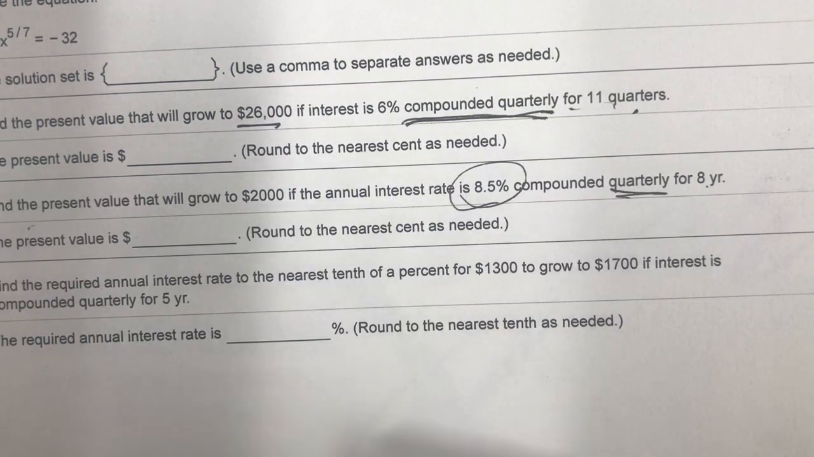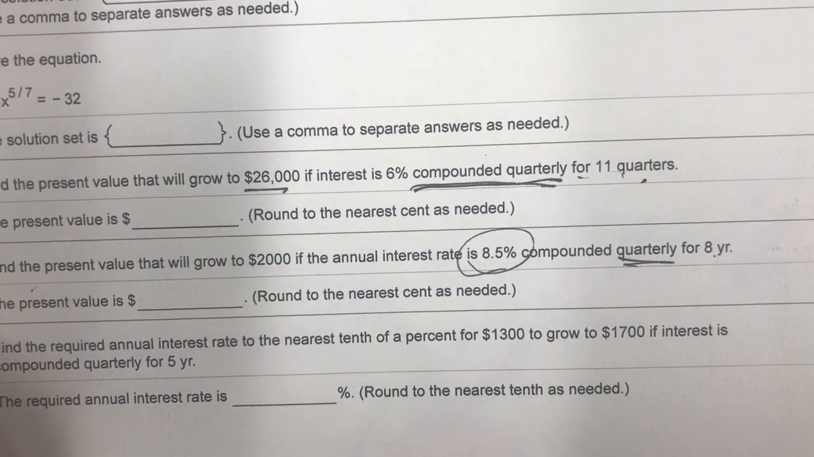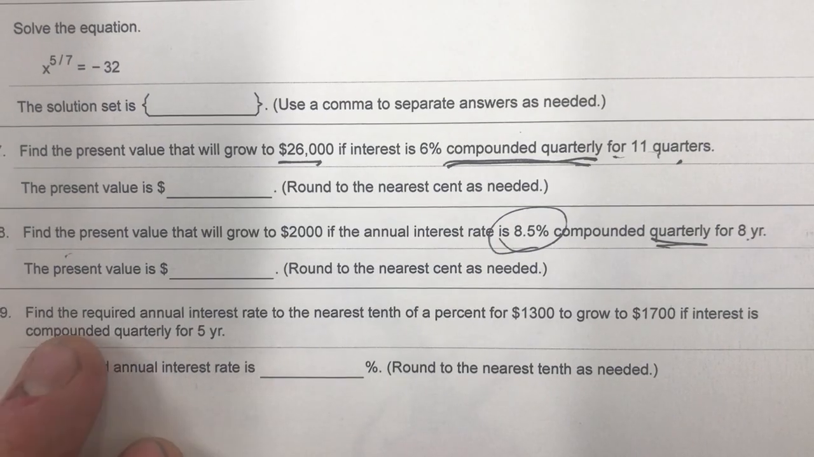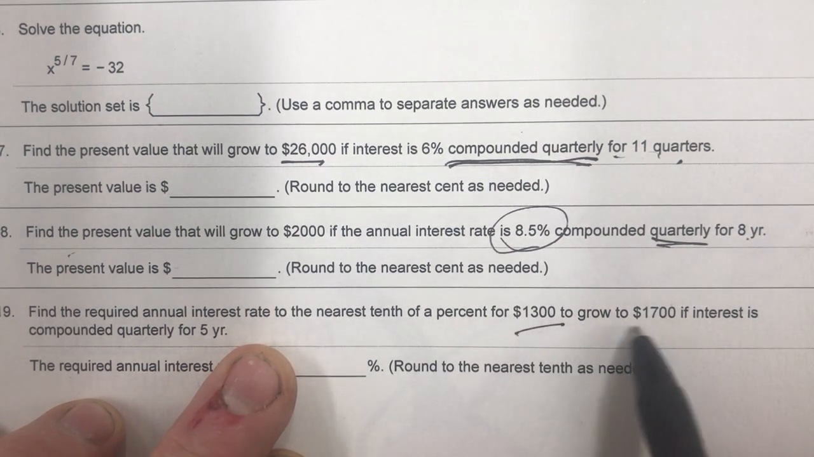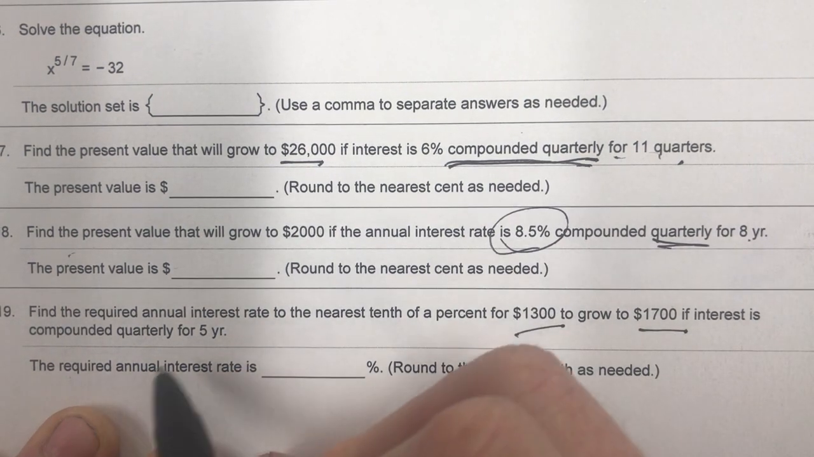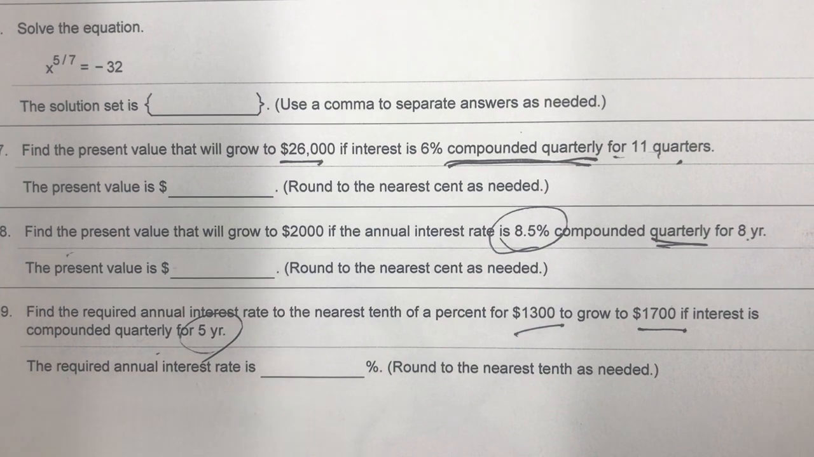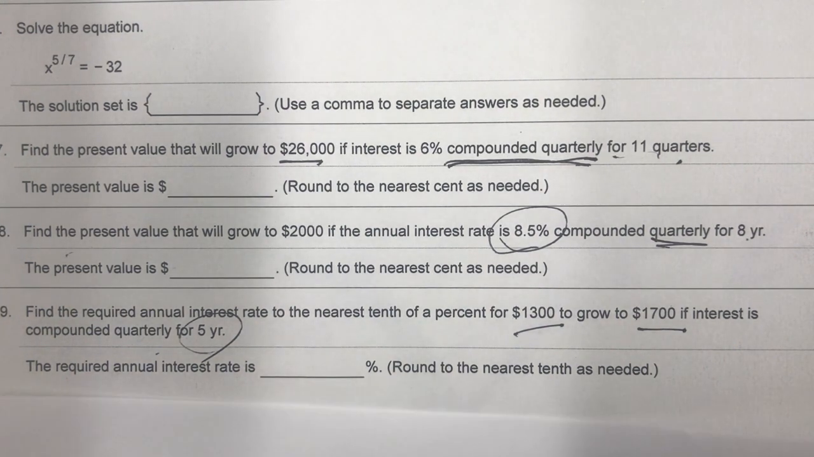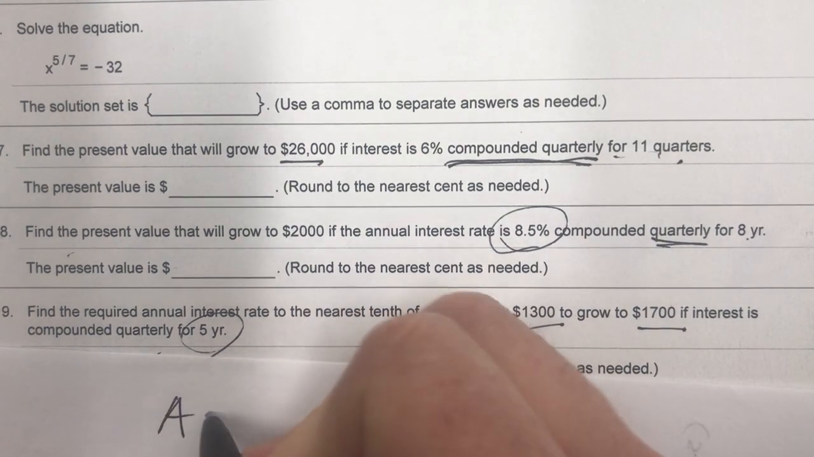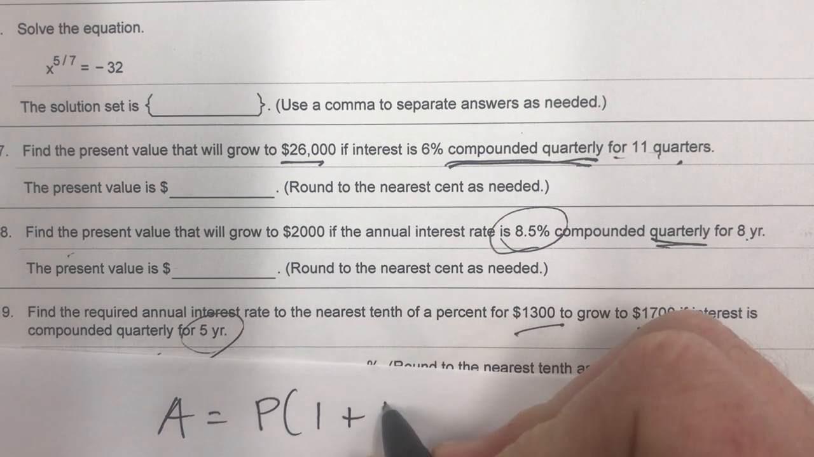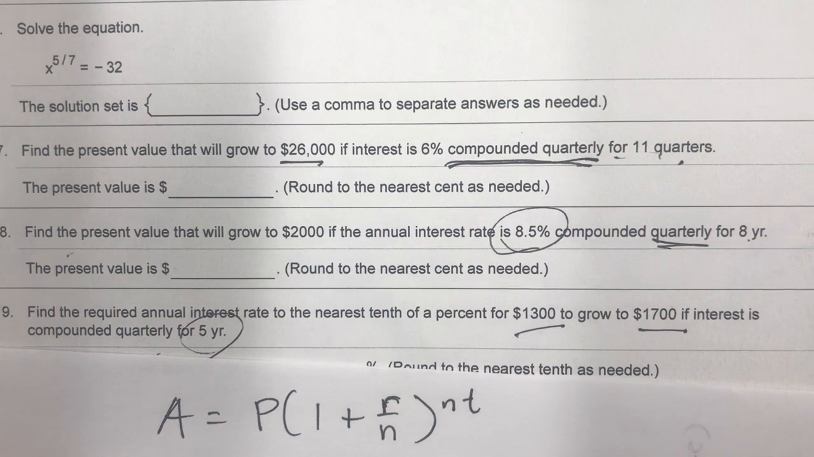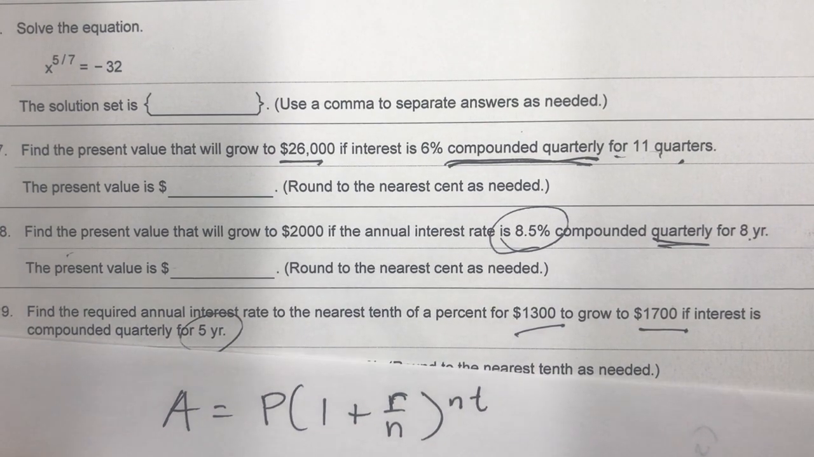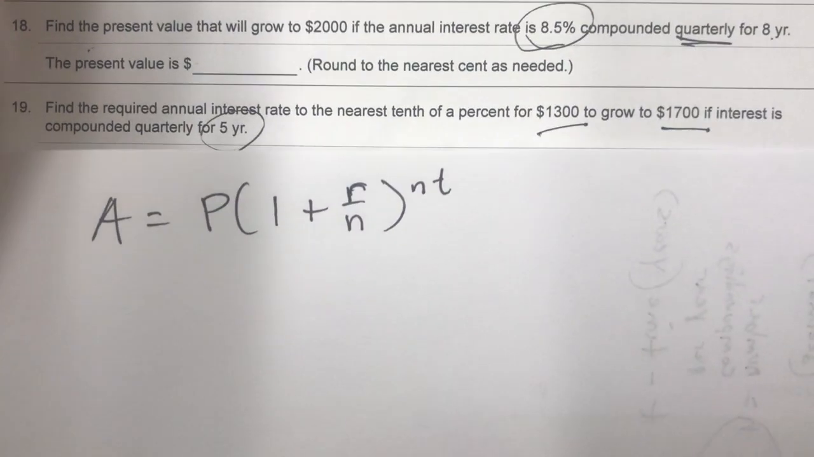All right, one more problem, number 19. Find the required annual interest rate to the nearest tenth of a percent for 1,300 to grow to 1,700 if the interest is compounded quarterly for 5 years. Okay, what was all that? Well, here's my equation. It's an r right there. Okay, there's my equation.